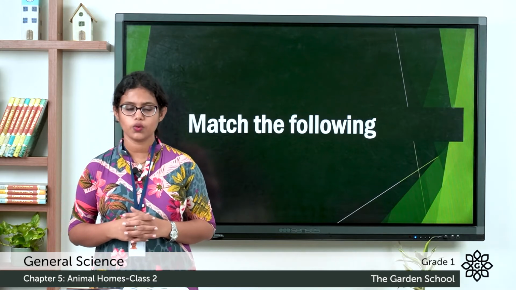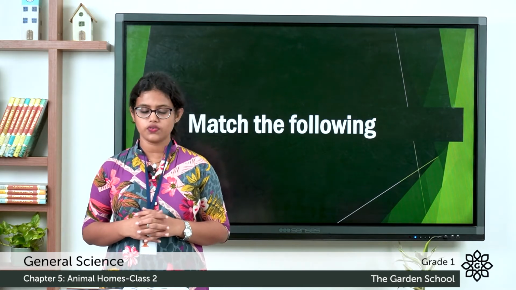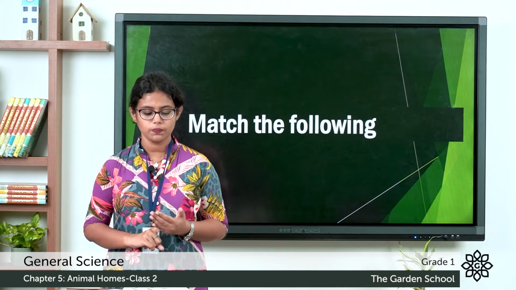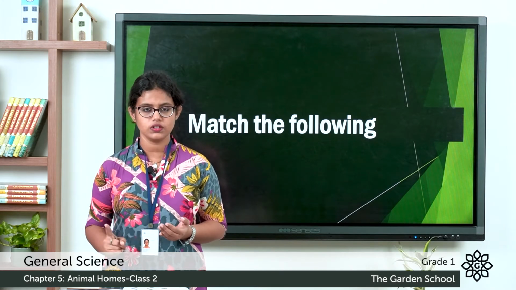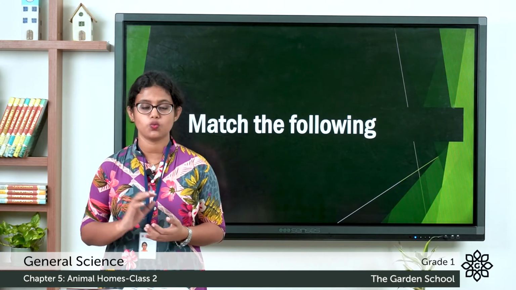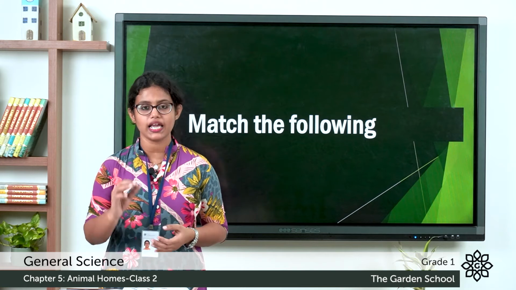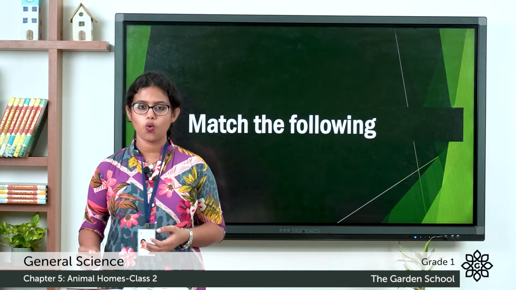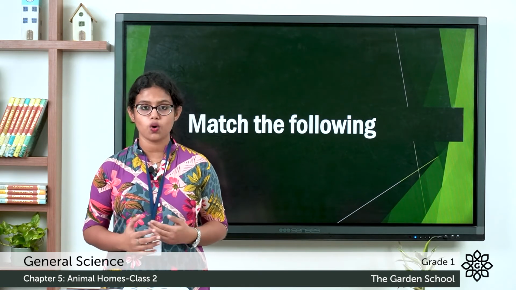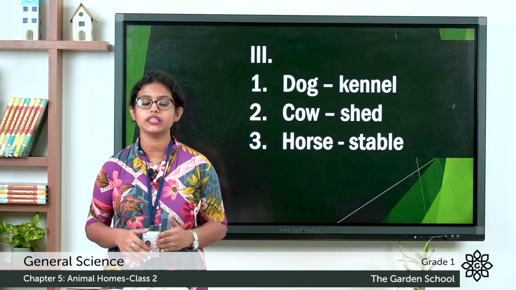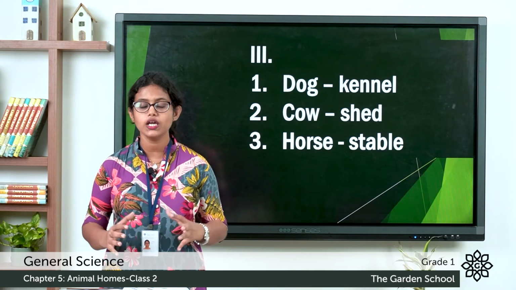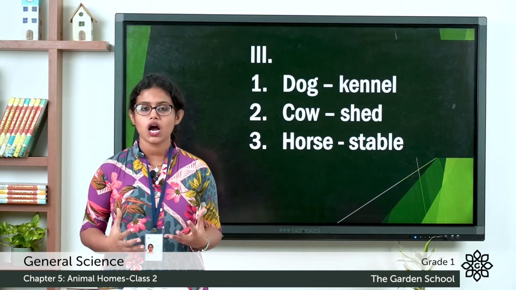Match the following question. So let's see the first one. In A, it is given the name of animals, and in B, it is given the home of animals. So what you have to do is match the animals with their home. So what about dog? Where do the dogs live? They live in the kennel, a small shed which is made in the shape of a house.